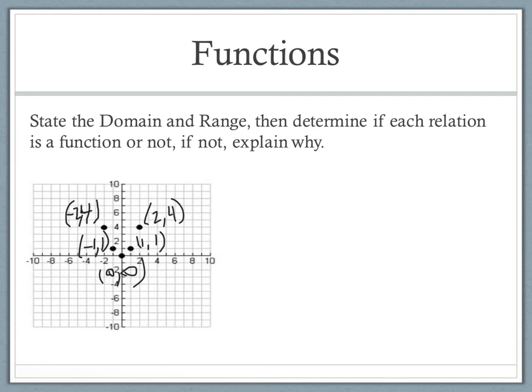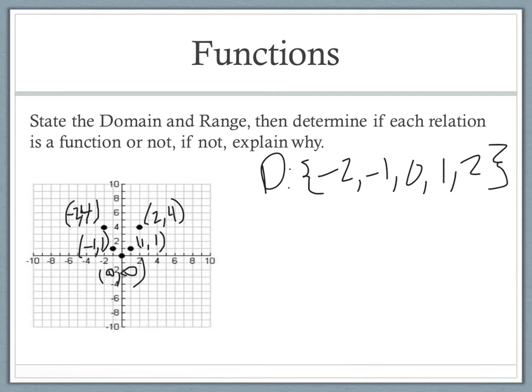Okay, so now when I do my domain, I just need to list out my x values. So -2, -1, 0, 1, and 2. You might want to pause it and write down those points because sometimes that's helpful. Some of you guys visually can see what your x values are just by looking at your points. Sometimes writing down the points is helpful though.